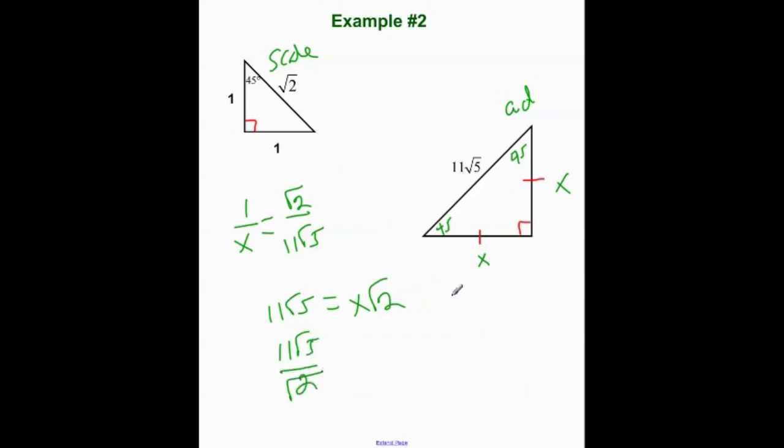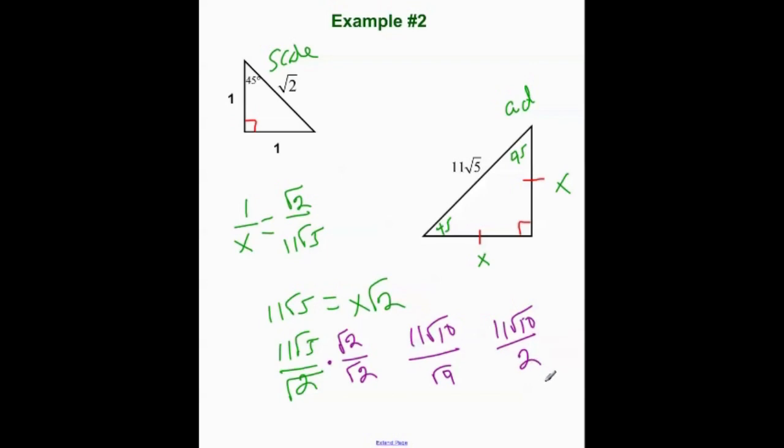We're going to have to multiply by 1 again because we don't allow that radical in the denominator. So we have a radical 2 here, radical 2 here. And radical times radical, they do play together, so I'm going to have 11 radical 10 all over radical 4, which is nothing more than 2. 11 radical 10 over 2.